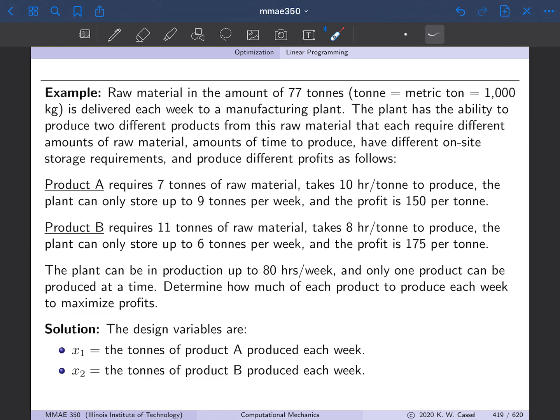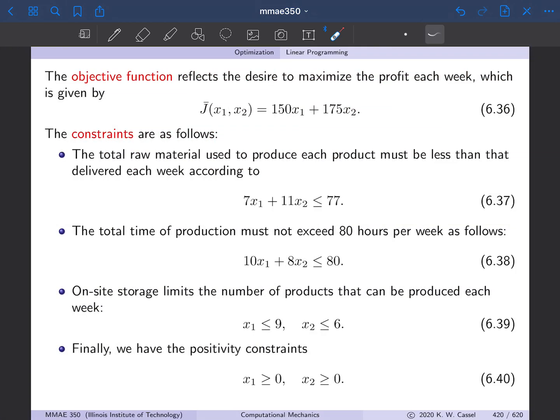So let's formulate the problem. So we have two design variables, x1 and x2, will be the tons of product A produced each week and the tons of product B produced each week, respectively. So x1 and x2 are how much of A and how much of B are made each week.